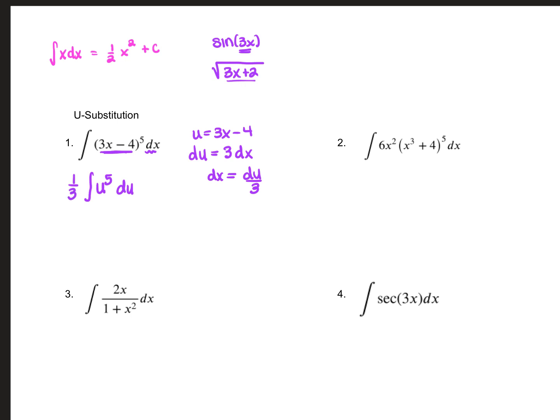We integrate this just with the power rule. So we're going to go up to the 6th power, so u to the 6th, divide by the 6th power, 18th, plus c. But if our original integral started with x's, we need to make sure it ends in x's. So we go back and we resubstitute what u was.